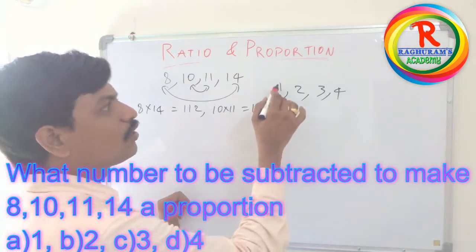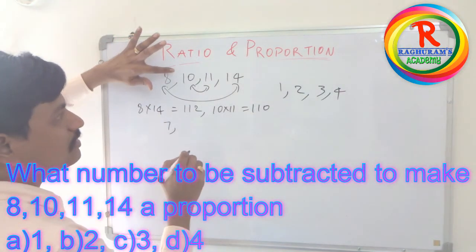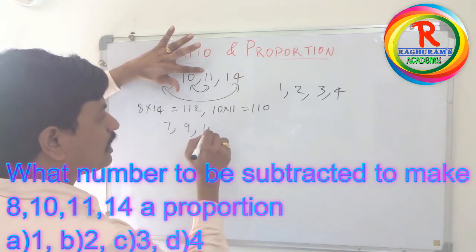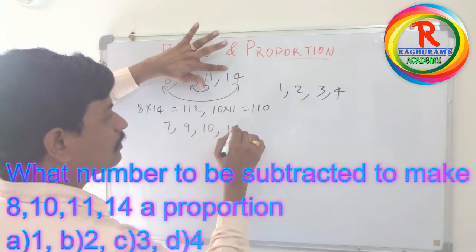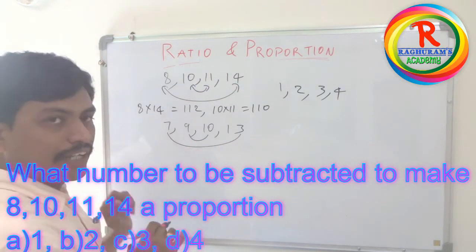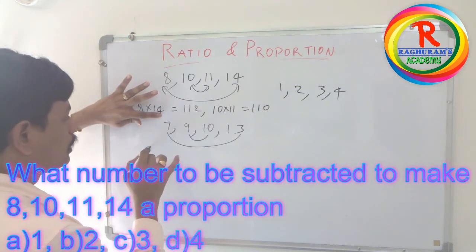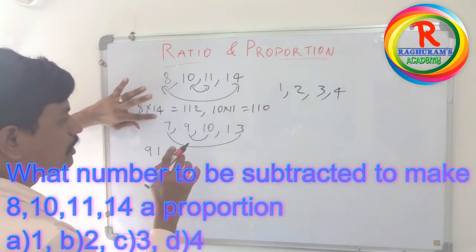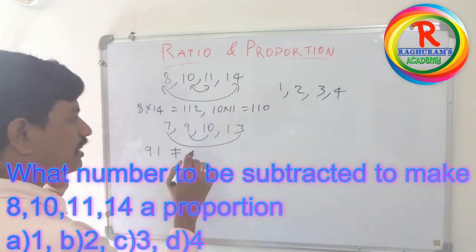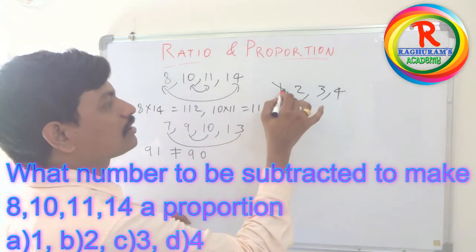First we start with 1. Subtract 1, what happens? The proportion becomes 8 minus 1 is 7, 10 minus 1 is 9, 11 minus 1 is 10, and 14 minus 1 is 13. So now again check whether the product of means is equal to the product of extremes. 13 sevens are 91. So 9 13s, 91, is not equal to 9 10s, which is 90. So 1 is not the correct option.